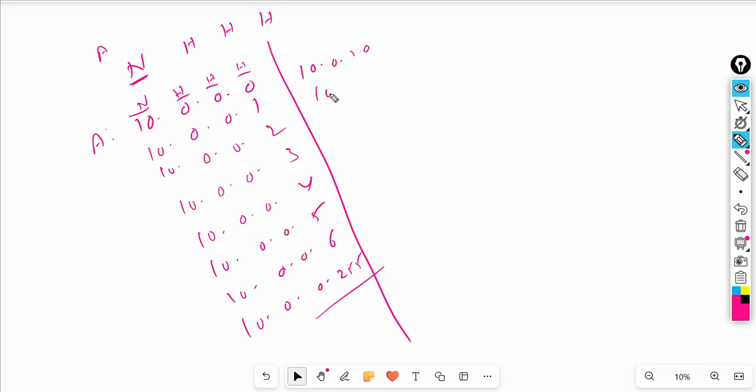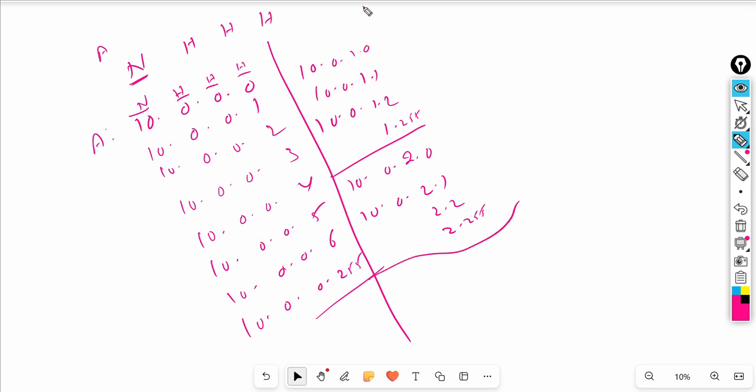10.0.1.0, 10.0.1.1, like that, up to 1.255. 1 is over. Again start 10.0.2.0, 10.0.2.1, 2.2, like that. It is also over. Next what? So 2 is over, 3 is over, 4 is over. What is the last number? 255, right? 10.0.255.0, 255.1, 255.2, 255.3, 255.4, like that.